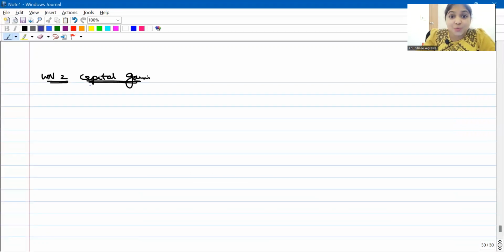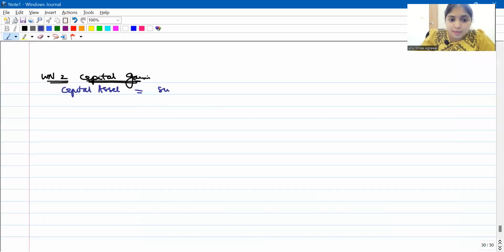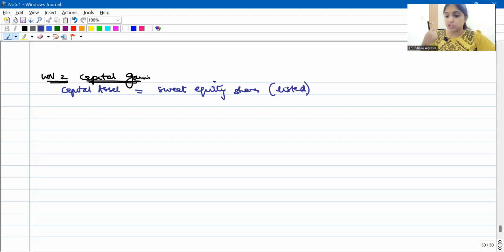Capital gains, what did I tell you? What's the first thing I always check? The capital asset. What is the capital asset in the question? What are we selling? We are selling sweat equity shares. Give me some more clarity. Can I say they are listed sweat equity shares? Because they are sold on stock exchange, guys. Yes. So I am selling sweat equity shares, and these sweat equity shares are listed shares. How do I know? Because I'm selling them through stock exchange.